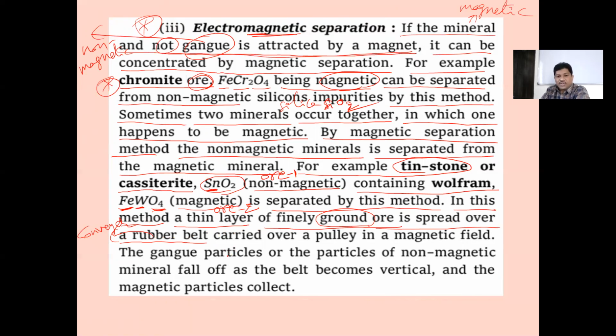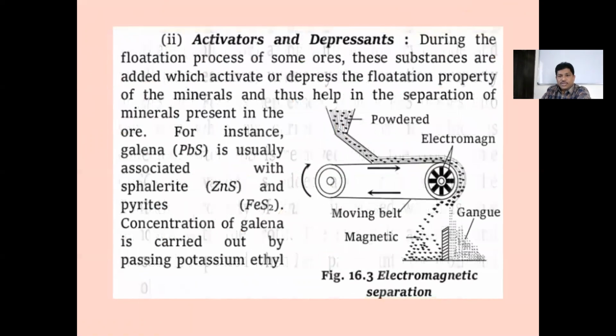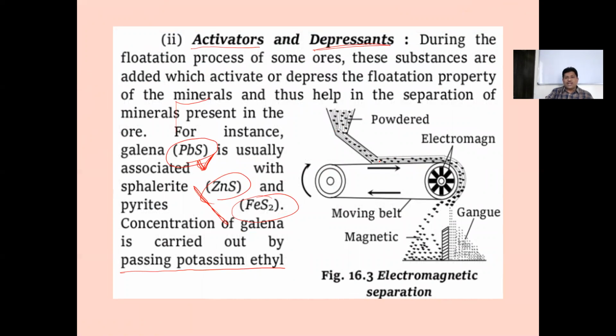Now look at this diagram. This moving belt is called the conveyor belt. On this belt, we put the finely powdered ore. Finely ground means powdered. The finely ground ore is put on this belt, and it will be moving in this direction.